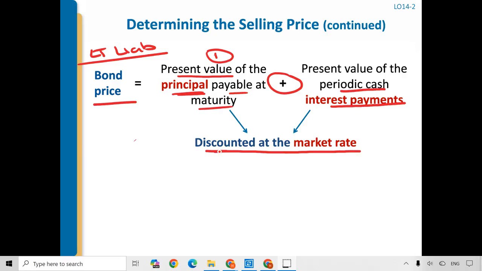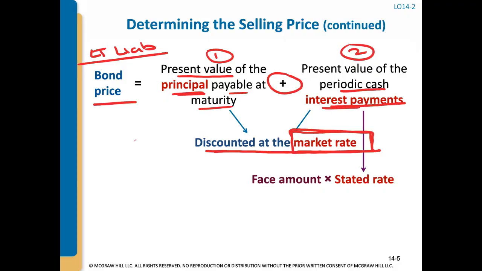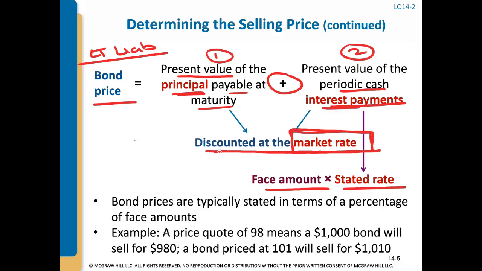And the present value rates that are used to calculate these two pieces, the present value of the principal and the present value of the interest payments, are going to be calculated using the market rate, not the interest rate, unless the market rate is equal to the interest rate. And again, the interest payments are going to be calculated using the face amount or the principal amount, maturity value, all interchangeable terms, times the stated rate, not necessarily the market rate.